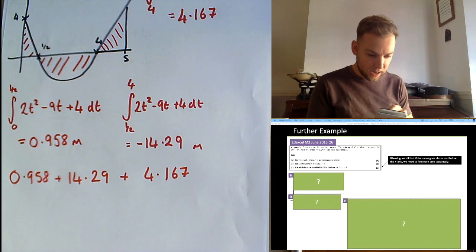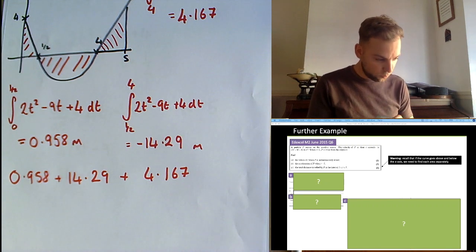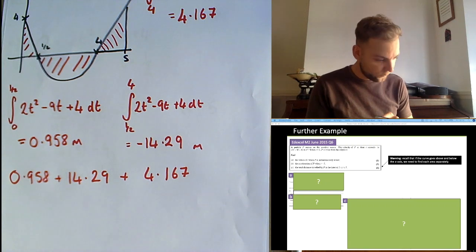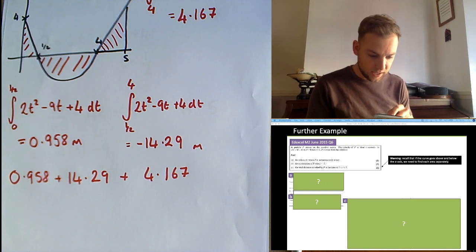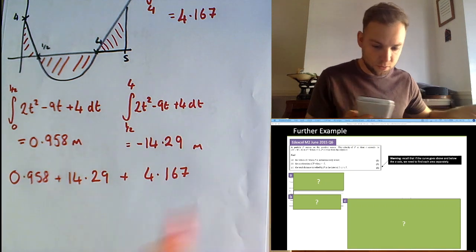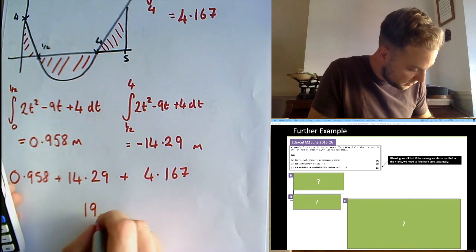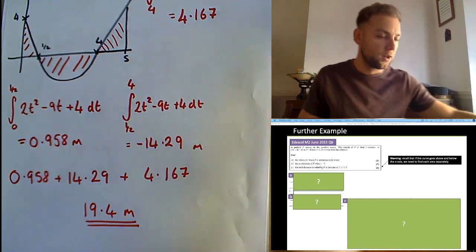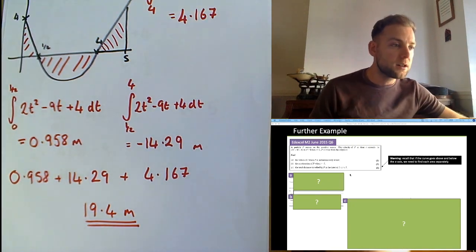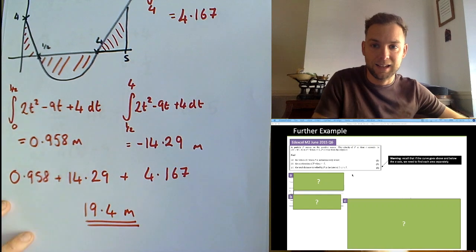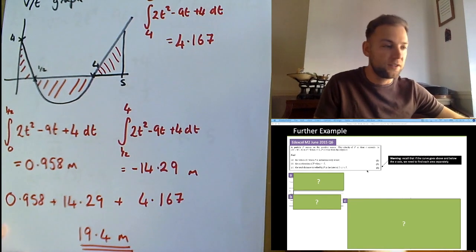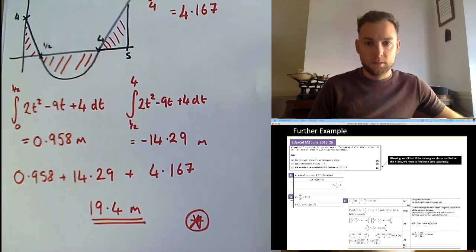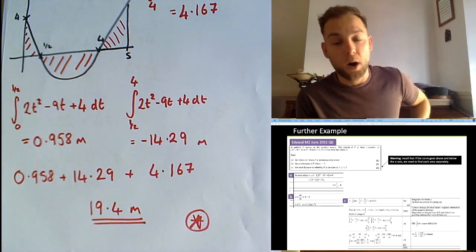So 0.958 plus 14.29 plus 4.167 is equal to, let's do it to 19.4 meters in total. Brilliant. Let's check that we've got that right. Notice that was 5 marks. That should be the hint, okay, that there's a little bit more that you've got to do. Okay, so that is the main part of this.